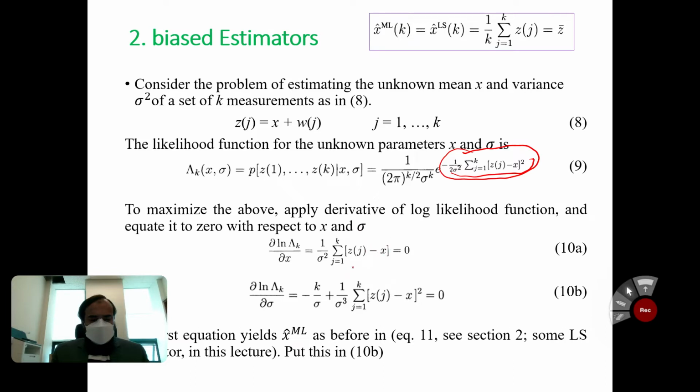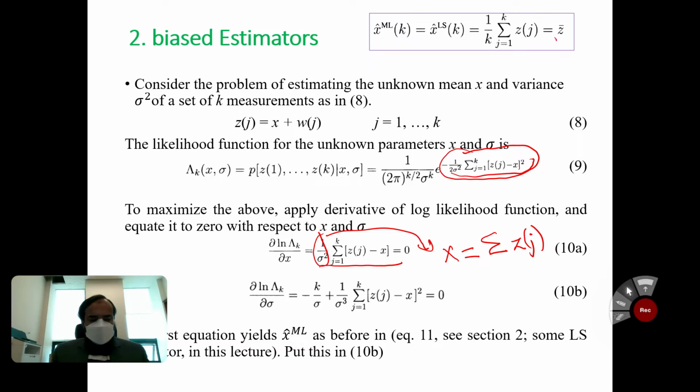After getting this result, we can take this 1 upon sigma squared over to the other side of the equal sign. When it goes there, it will become 0, and equation 1 looks like x equals the summation of z of j.